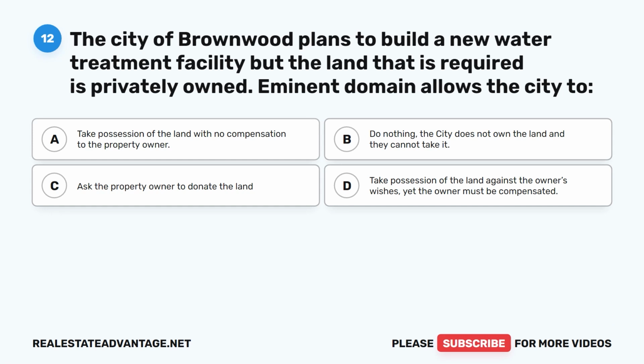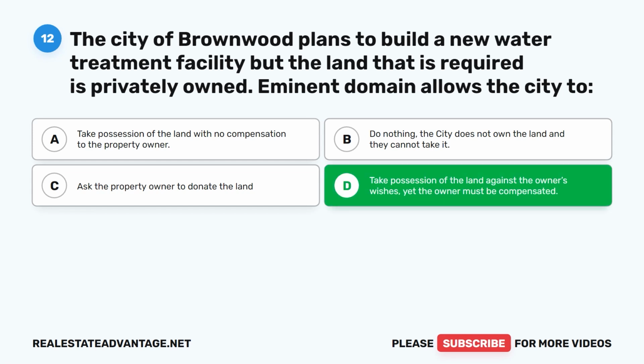Question 12. The City of Brownwood plans to build a new water treatment facility, but the land that is required is privately owned. Eminent domain allows the city to: A. Take possession of the land with no compensation to the property owner. B. Do nothing. The city does not own the land and they cannot take it. C. Ask the property owner to donate the land. D. Take possession of the land against the owner's wishes, yet the owner must be compensated.